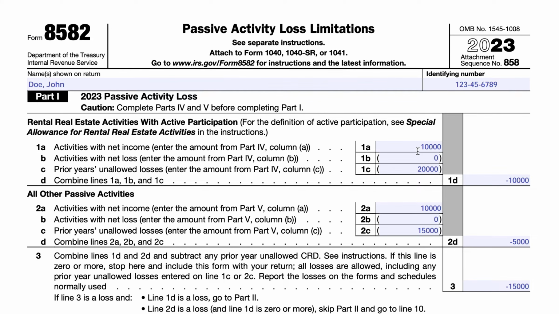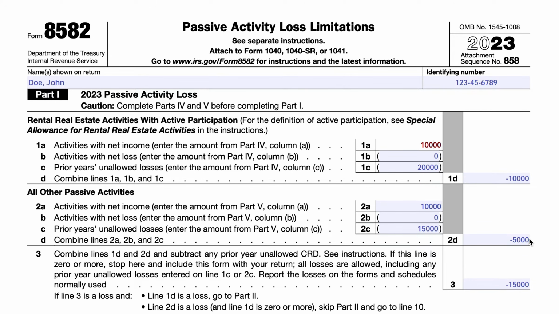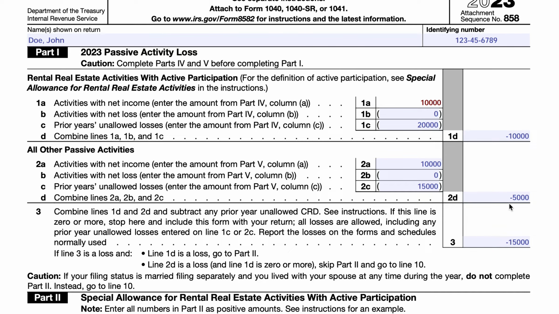So we're plugging in the numbers as they appeared in parts 4 and 5. Net income $10,000, no net loss, and $20,000 of prior year unallowed losses results in a loss of $10,000. Same situation here, except there's only a $15,000 unallowed loss, so we get $5,000 in line 2D.